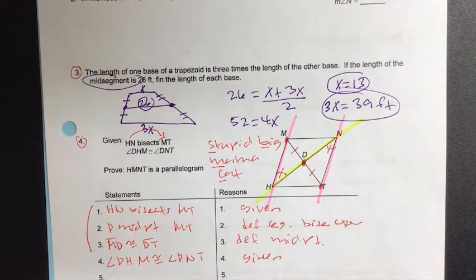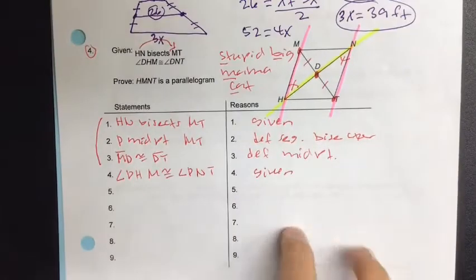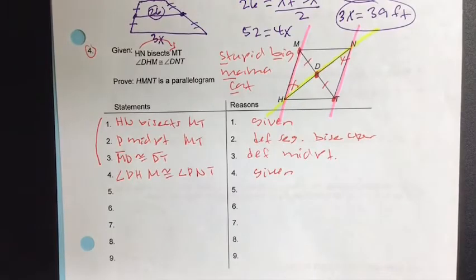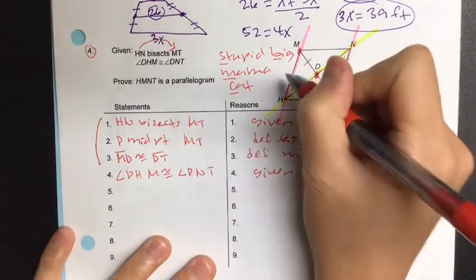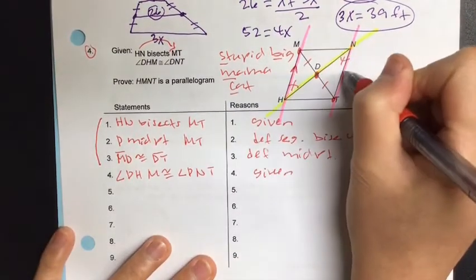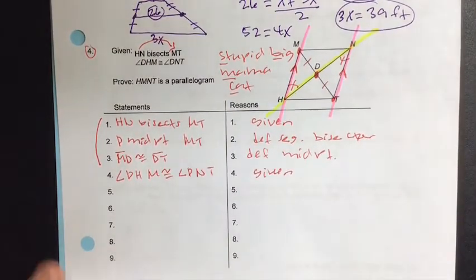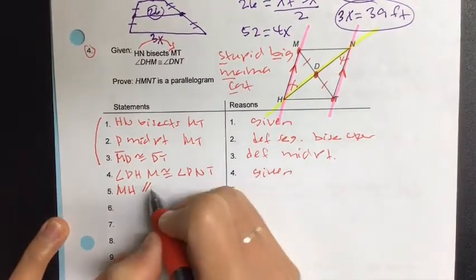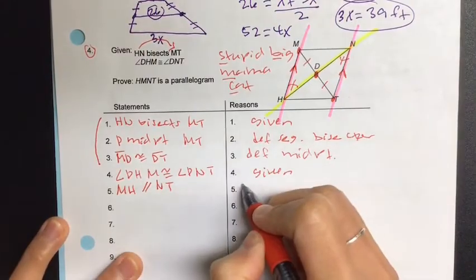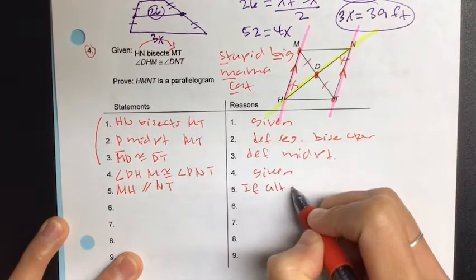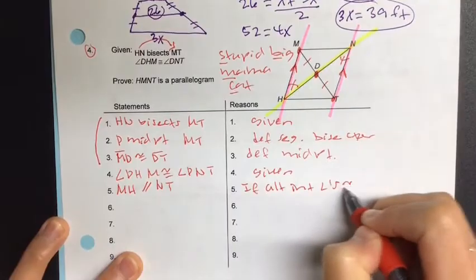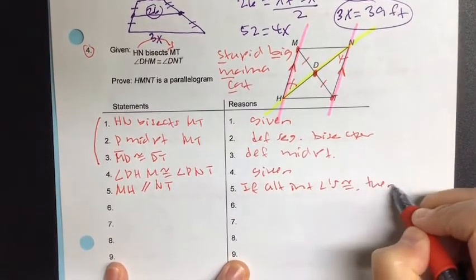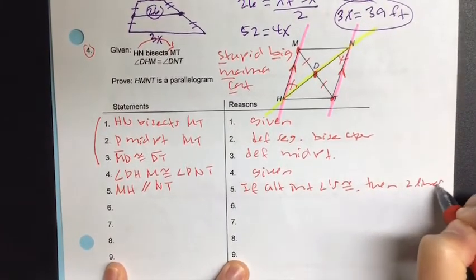What were those 2 angles called back in unit 4-ish? Alternate interior. So if alternate interior angles are congruent, what do I know about those two sides? They are parallel. So let's list that as our second one: MH is parallel to NT, and that is if alternate interior angles are congruent, then two lines are parallel.